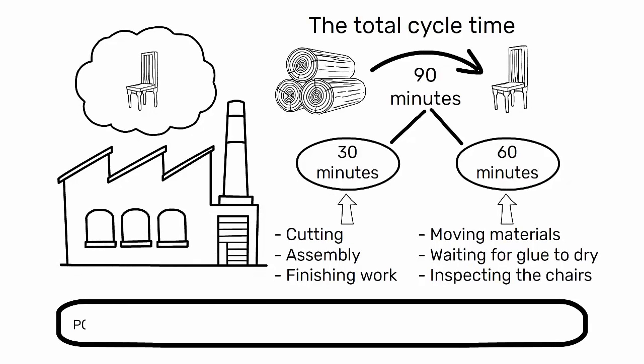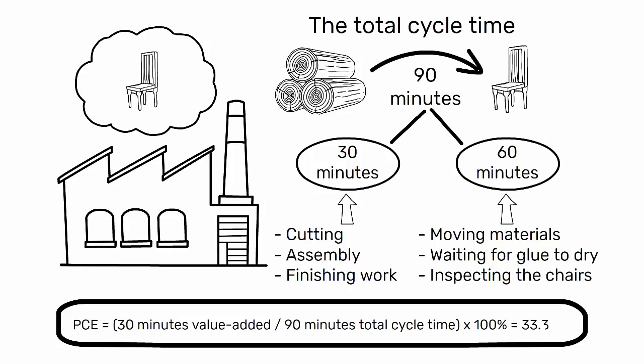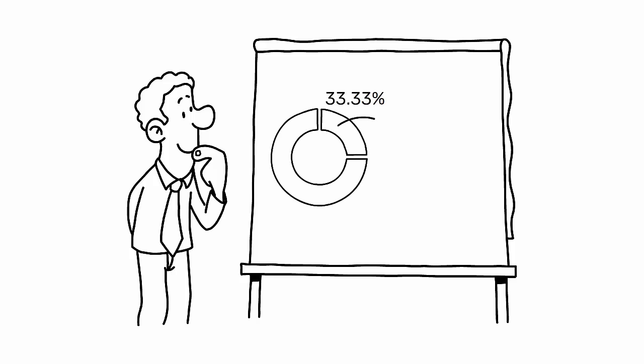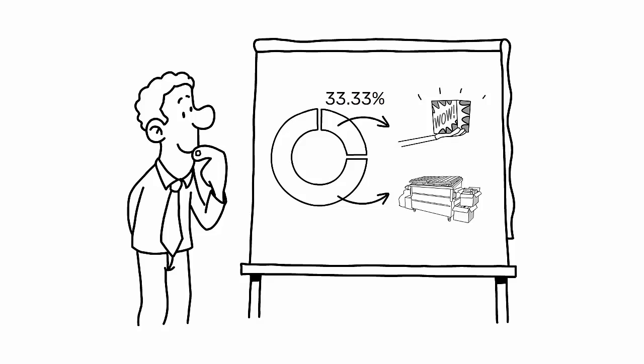Using the PCE formula, PCE equals 30 minutes value added, divided by 90 minutes total cycle time, multiplied by 100%, equals 33.33%. This means that only 33.33% of the total cycle time is spent adding value to the product, while the rest is potential waste.